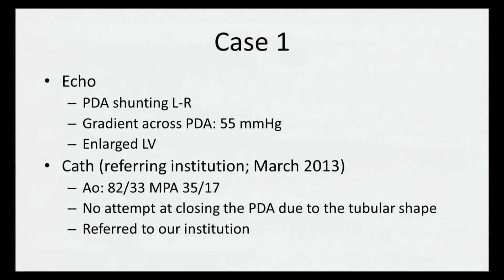Next one. The echo showed a PDA shunting left to right. Gradient across the PDA was 55, a very enlarged LV. He had a cath done at another institution about 3 months ago, which showed aortic pressure of 82 over 33, MPA 35 over 17. We found different numbers here, you're going to see in a minute. And they did an attempt at closing the PDA due to the tubular shape. So this child was referred to our institution.